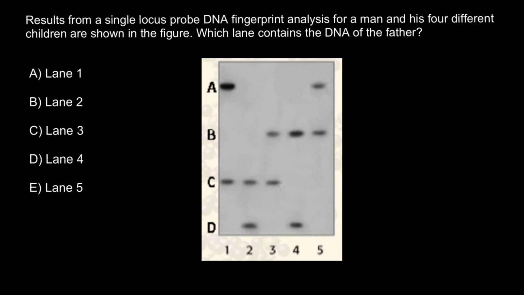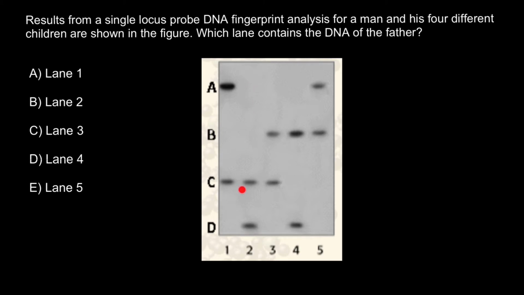It can be applicable both to forensic genetics and genealogy. So here's a problem. Results from a single locus probe DNA fingerprint analysis for a man and his 4 different children are shown in the figure. Which lane contains the DNA of the father? Let's assume our first hypothesis would be that in the first lane we have a genotype of the father.